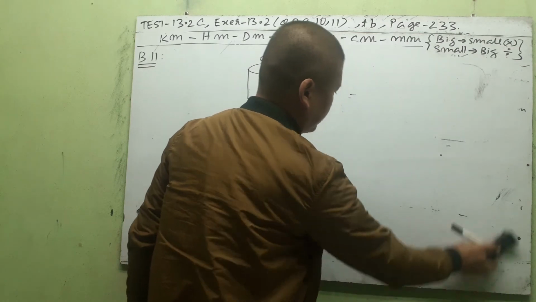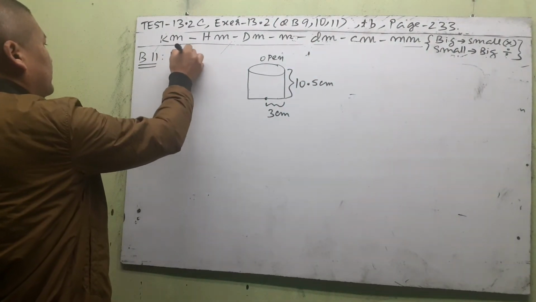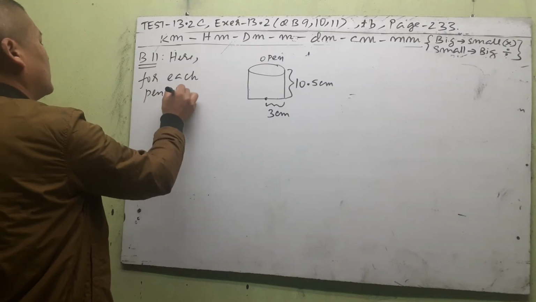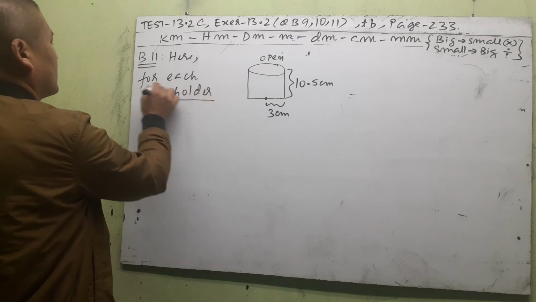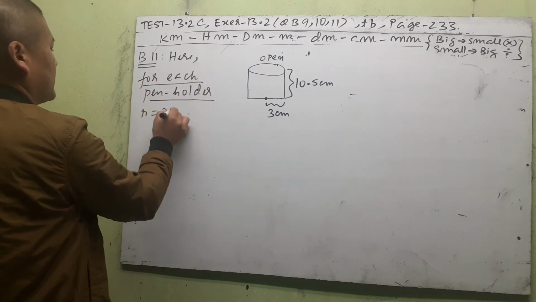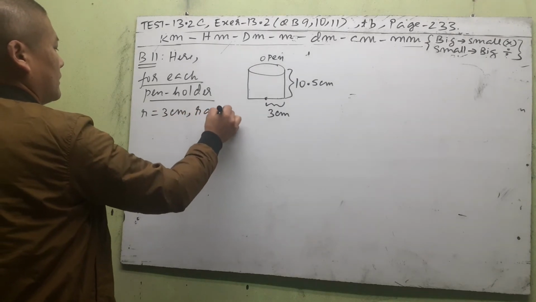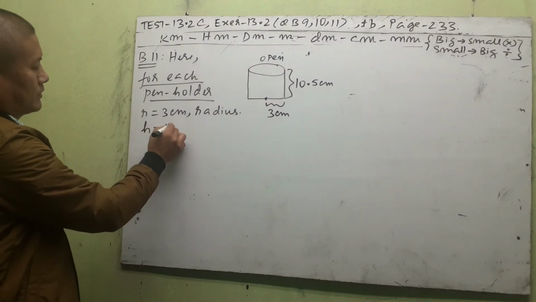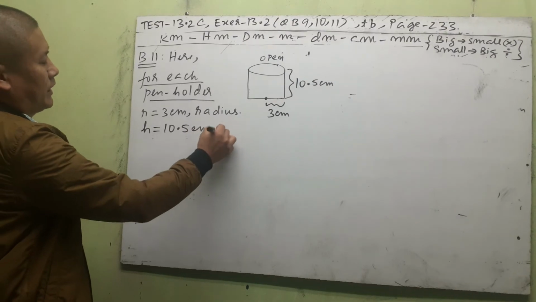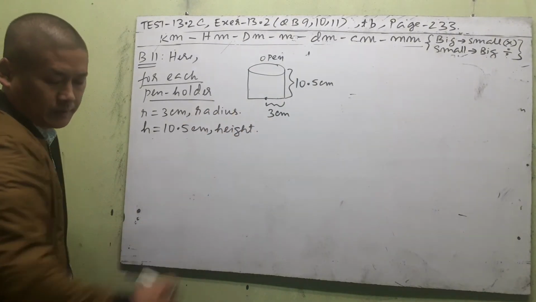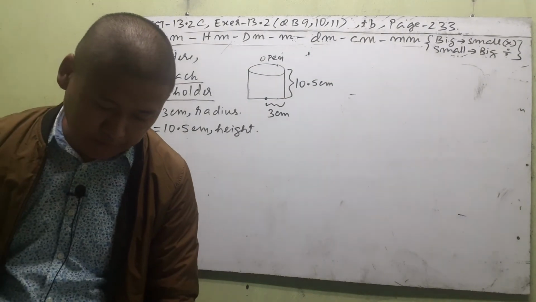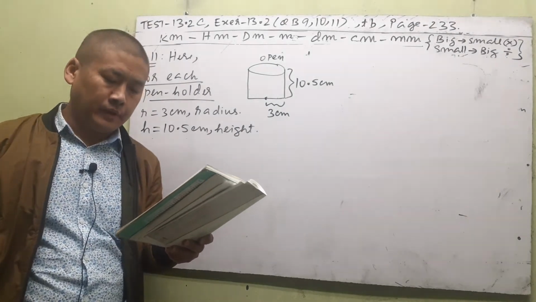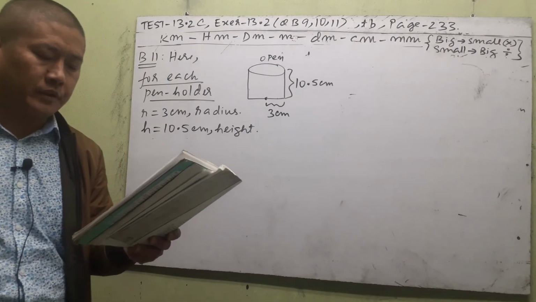Now next, for each such pen holder, the dimensions: small r, let us say radius, 3 centimeter is the radius, right? Small h, 10.5 centimeter is the height of the cylindrical pen holder. The idea was to supply the competitors with this cardboard material to make the pen holders. If there are 35 competitors, how much cardboard is required?